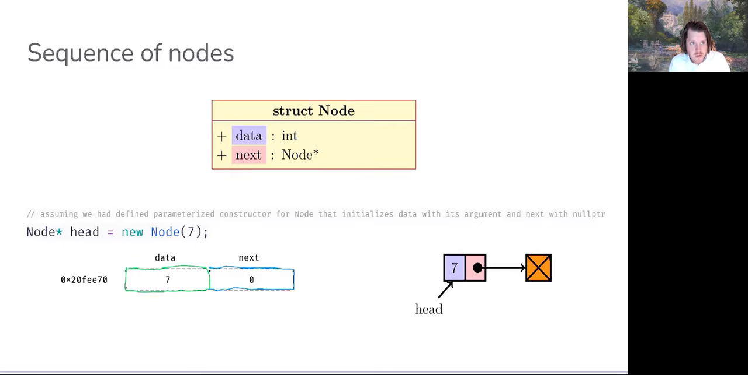Remember that new is going to return an address. This address is going to be stored in a pointer to a node that we will call head. And we'll see here it's going to be the head of the sequence. And remember, head's a named object. It resides on the stack.